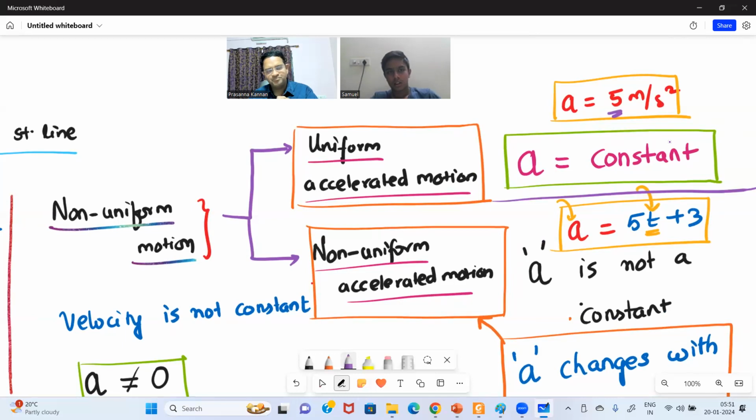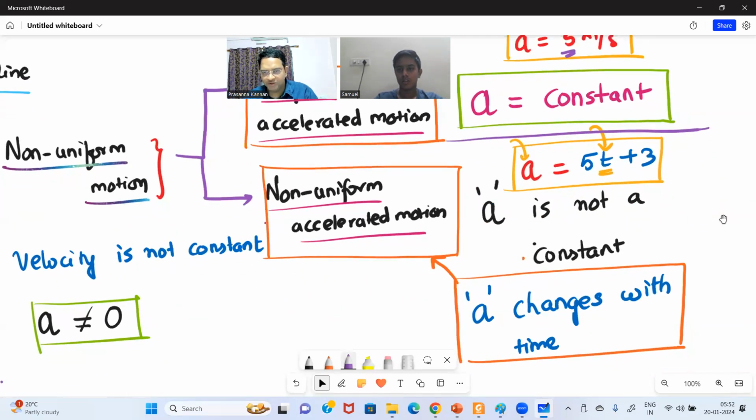When I say non-uniform accelerated motion, acceleration is not a constant. Velocity also changes, no doubt about it. But acceleration also changes with time. For example, a is equal to 5t plus 3. a is equal to t square. a is equal to 2t cube plus 3t square plus 4t plus 3. In all these, a is not a constant. It is a function of time. So as time changes, acceleration also changes. Is that clear to you?